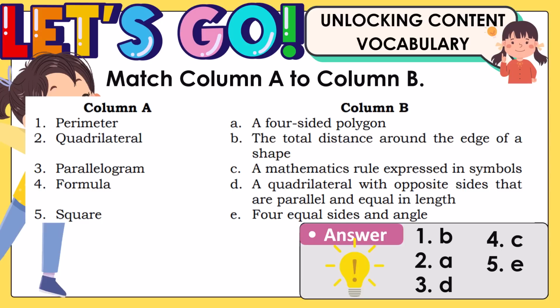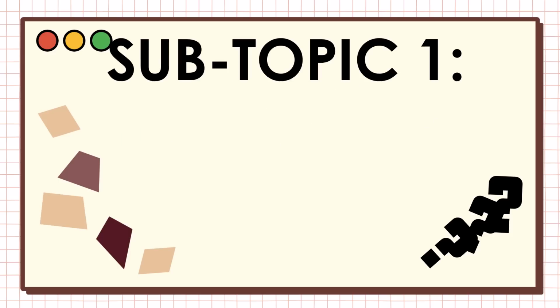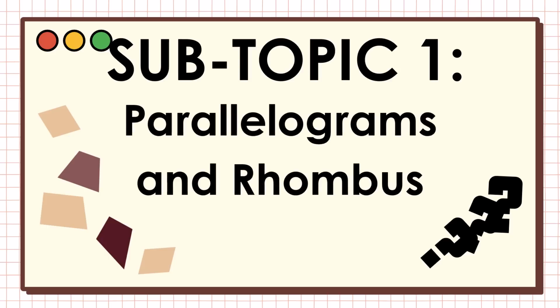Number 4, formula. The answer, letter C, a mathematics rule expressed in symbols. And number 5, square. The answer, letter E, 4 equal sides and angles. Day 2. Subtopic number 1, parallelograms and rhombus.